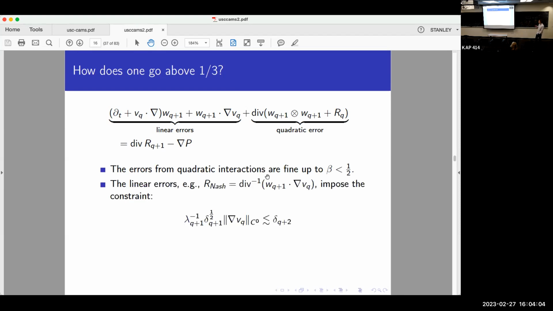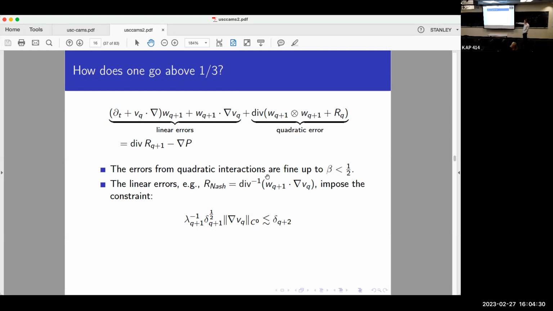What leads to issues are the linear errors, and this is what gets you stuck at 1/3. For example, there's this error with W_{q+1} differentiating the prior velocity field. You want to get it into R_{q+1}, so you have to invert this divergence. That's why I wrote this inverse divergence here. And basically you end up finding that it has this size, as I'll explain.